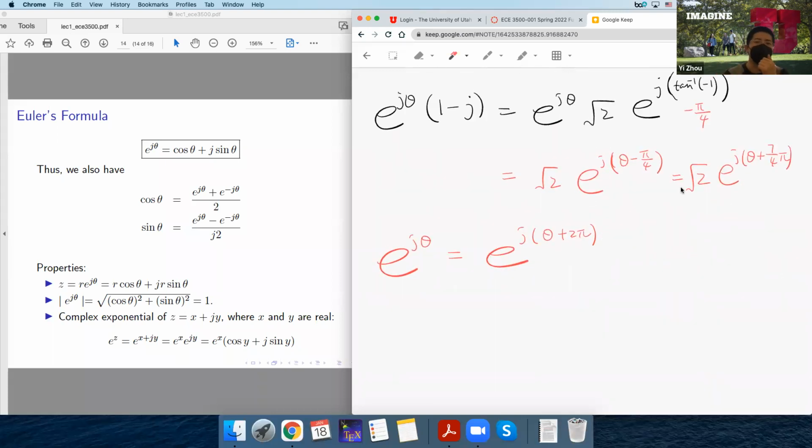Yeah, you can write either one, but usually we keep the phase term between negative pi and pi, so that you don't get a number that is bigger than pi here. Yeah, so this one is more standard. But either way is acceptable. Yeah. And to prove this, you can just apply Euler's formula. You have cosine of theta plus 2 pi plus j sine of theta plus 2 pi. And we know that cosine and sine are periodic signals with period 2 pi. So this is cosine plus j sine.